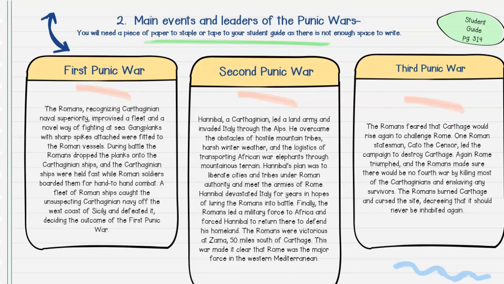Okay, in the Third Punic War, the Romans feared that Carthage would rise again to challenge Rome. One Roman statesman, Cato, the censor, led the campaign to destroy Carthage. Again, Rome triumphed, and the Romans made sure there would be no fourth war by killing most of the Carthaginians and enslaving any survivors. The Romans burned Carthage and cursed the site, decreeing that it should never be inhabited again. And so that was basically the end of the Punic Wars. But it's good to note there were 3 of them and 3 separate occasions of war.